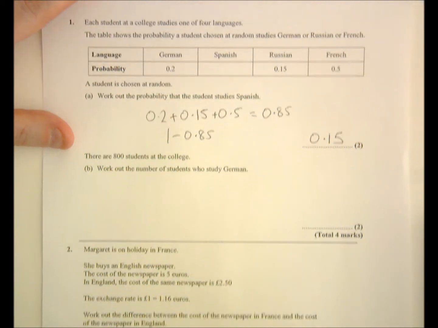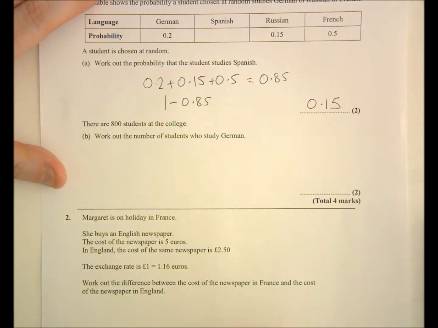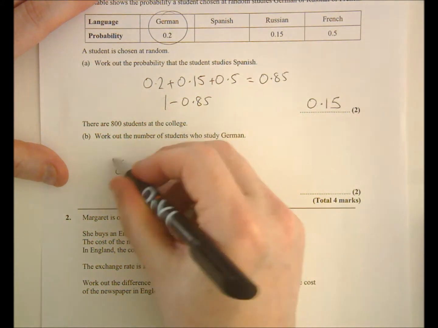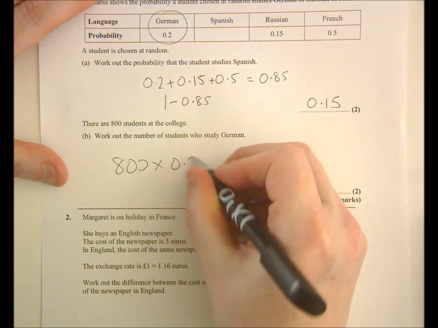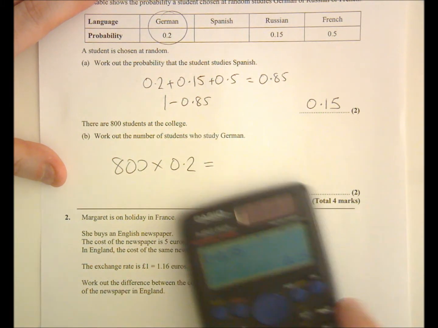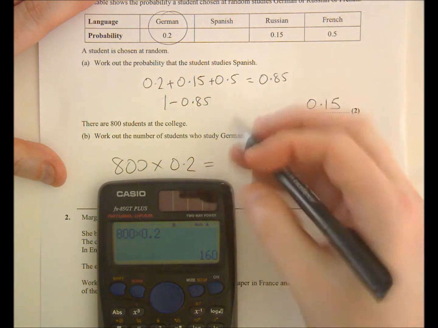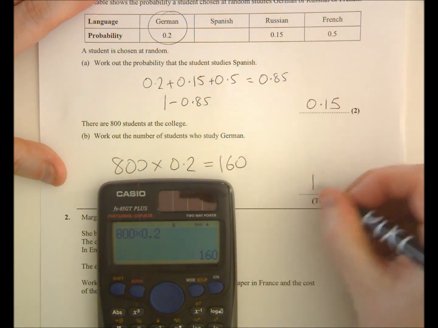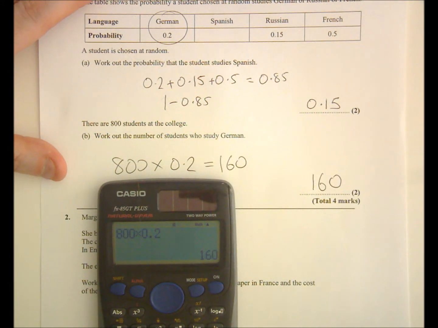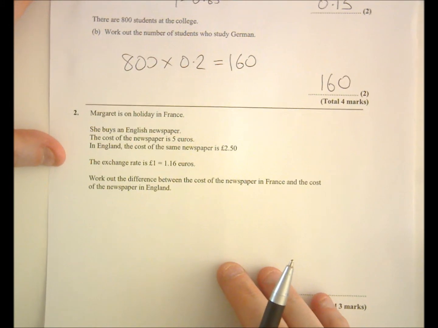There are 800 students at the college. Work out the number of students who study German. What we do here is we use the probability that you study German and multiply that by the 800 students. You'll get 1 mark if you show those two being multiplied together. Again, calculator exam, all calculations in a calculator exam should be produced on a calculator, and that gives us 160 for the second mark.